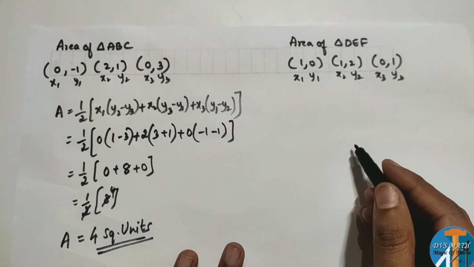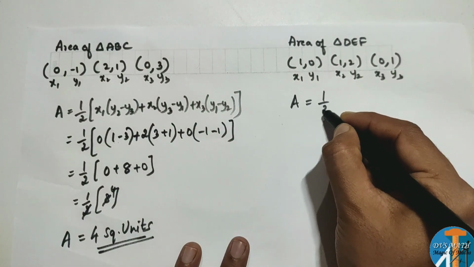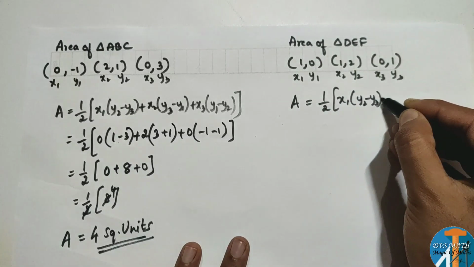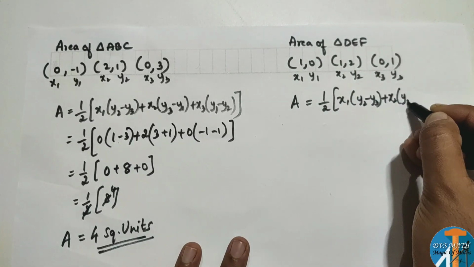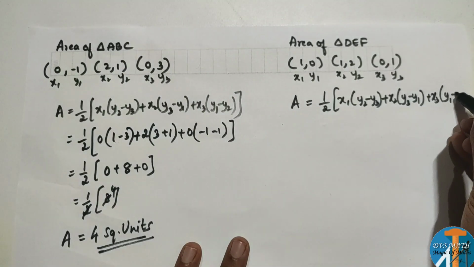Then if we come to the area of triangle DEF, you have to do the same thing. The formula will be the same: area is equal to half times x1 into (y2 minus y3) plus x2 into (y3 minus y1) plus x3 into (y1 minus y2).